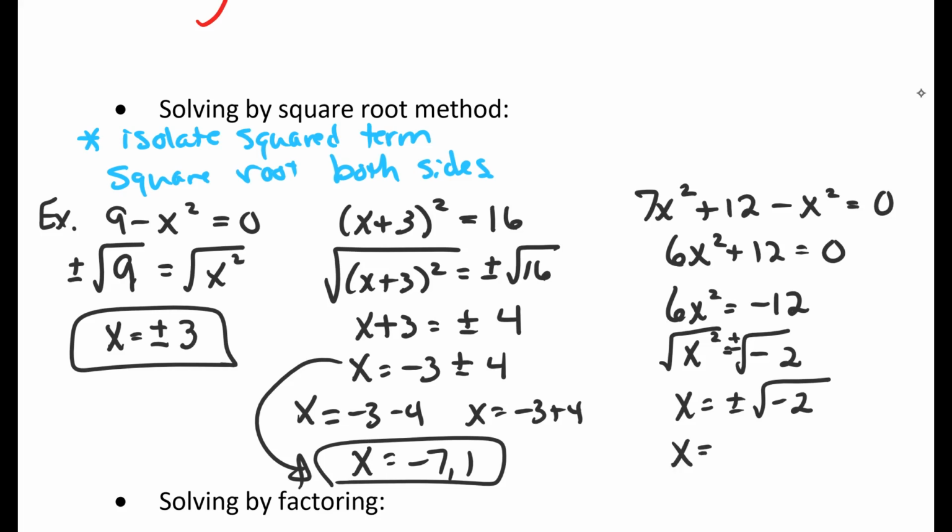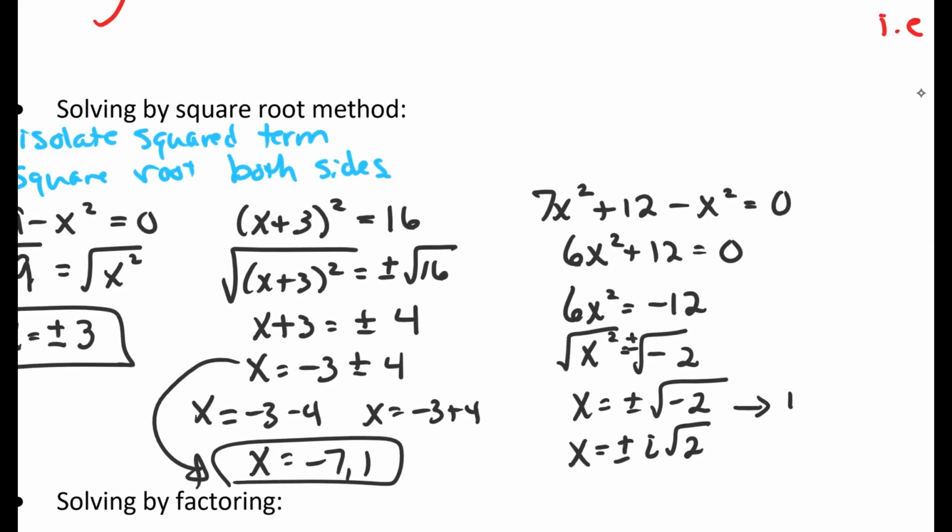Yeah, I would put the i in front, root 2, but yeah, that's exactly it. You get plus or minus i root 2. Now, how did I get that? I use this idea. I could rewrite that as the square root of -1 times the square root of 2, right?